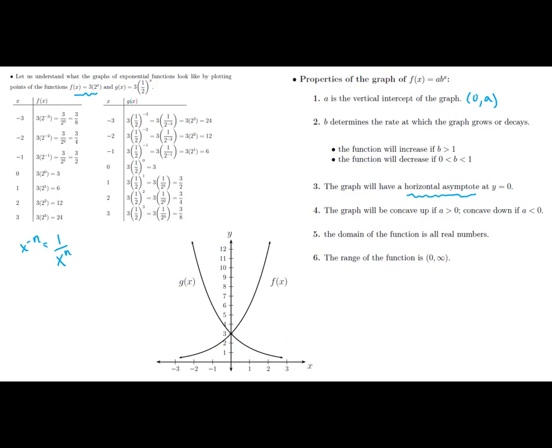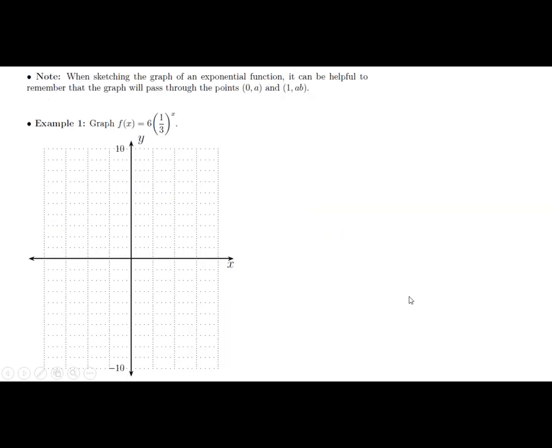And looking at the equation, there are no roots that I need to watch out for, and there's no way I could divide by 0. And then the range is 0 to infinity. Just like we said, there's no way I can get a negative out of that equation. All right, so with those basics, let's work on actually sketching a graph.